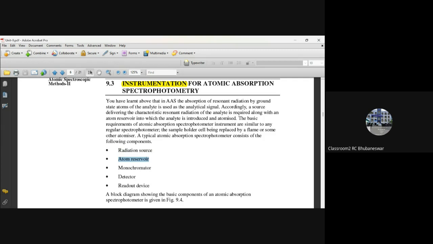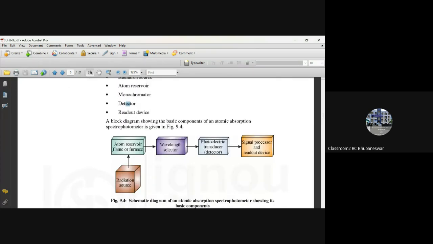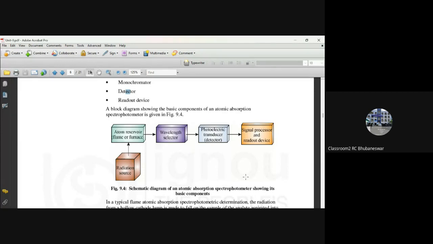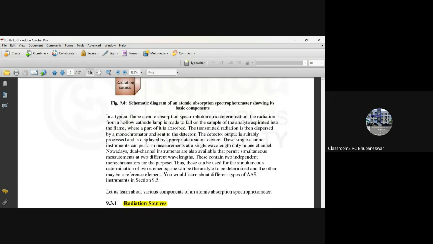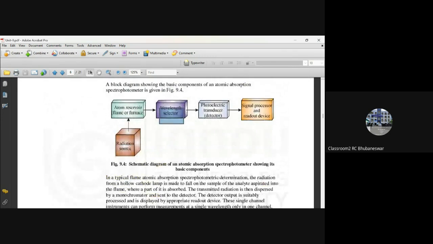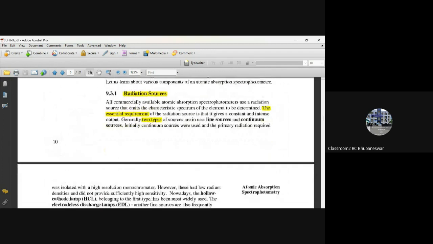Here in atomic spectroscopies, the atom reservoir is coming. However, if you recall molecular spectroscopy, there it was your sample holder or sample compartment. Then the monochromator is there, then detector and output device. So this is the thing. See, this wavelength selector can be your monochromator. Sometimes before that we also put filters depending on which wavelength region of radiation we want. So that also is crucial for you to note down. So here, one by one we'll see what this radiation source is, what this atom reservoir is, everything we'll discuss in detail. Because four units are based on this technique only.